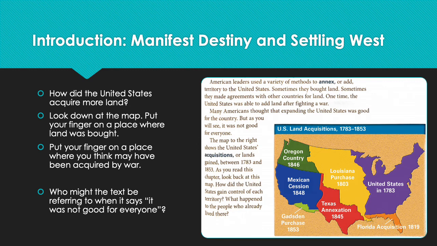Who might the text be referring to when it says, it was not good for everyone? In order to best answer that question, you can go ahead and look at the map and put your finger on the place where land was bought, and also put your finger on a place where you think that it may have been acquired by war. And we'll clarify this as we continue in the unit. So you're just going to continue to make a hypothesis when you're looking over this map. So at this point, go ahead and feel free to pause the video and complete the questions associated with this text and the map in your Google Form worksheet.